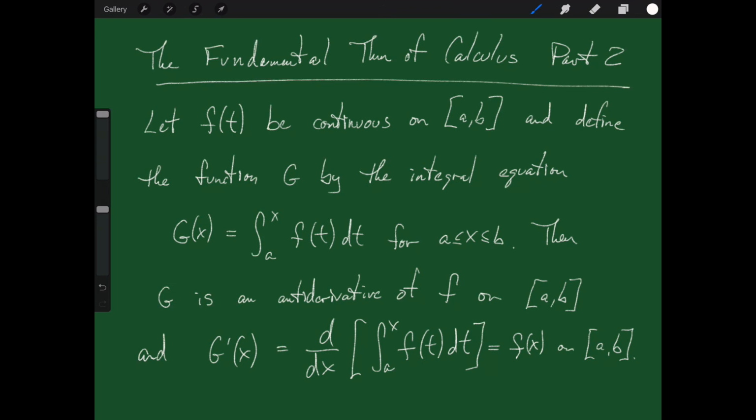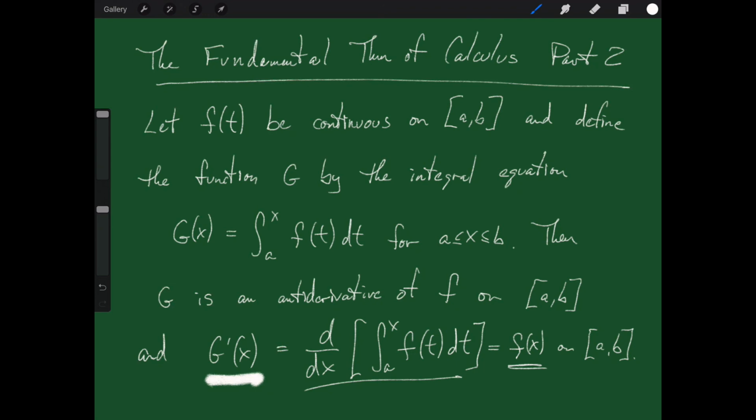Then we can say that capital G is an antiderivative of f on the interval, and that if I took the derivative of G, now remember G itself is an integral, so I'm taking the derivative of an integral. And if I take the derivative of an integral, what pops out the other side? Well, you would expect the original, because you're taking the derivative of an antiderivative. And in fact, you do get f. But it's not f of t, it's f of x. Okay? And this is where you have to be just a little bit careful.